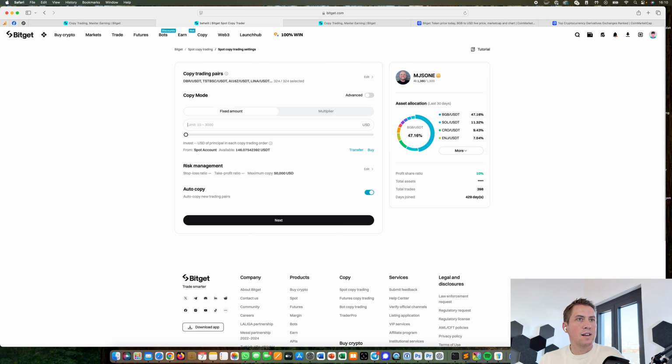There you can say how much you want to invest. I want to copy a spot trader here, so I need some money in my spot account, and there are like $146 in there right now. So I can say, okay, I want to copy him with $100, and then auto copy is on. That means every trade he does from now on will be copied automatically, so I don't need to do anything. I click on next and then subscribe, and then all the trades will be copied.